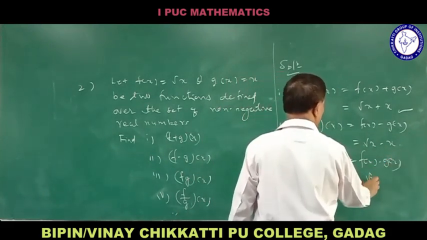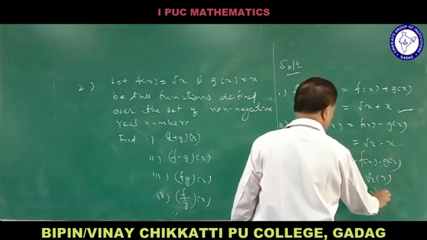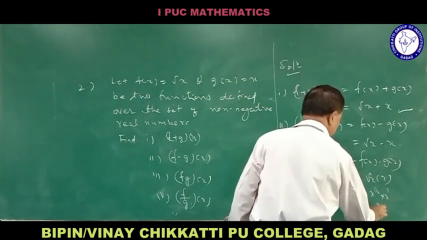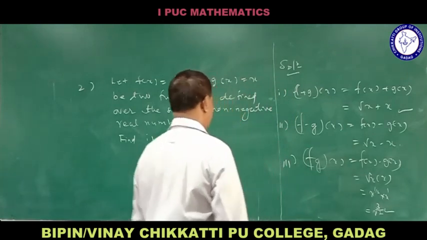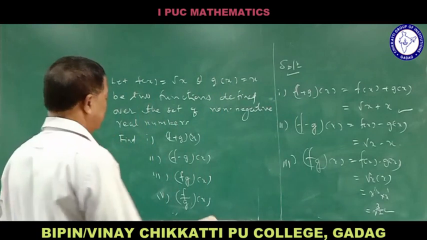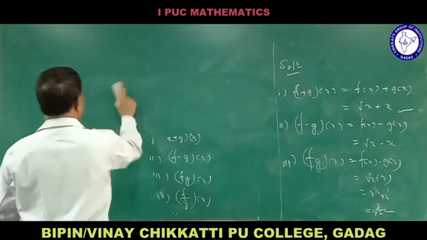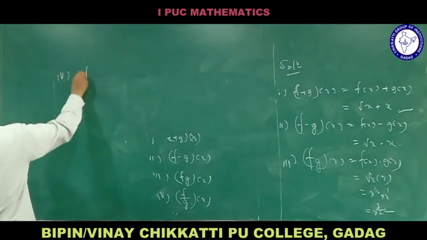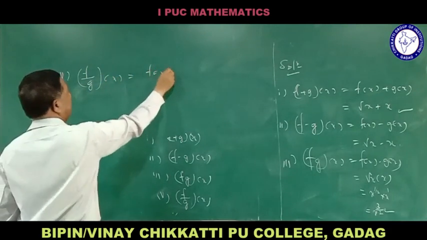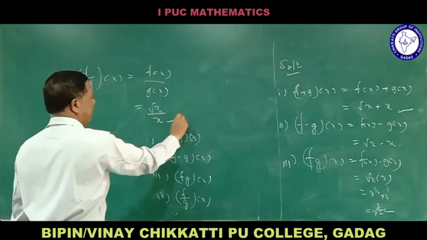This is root x into x. So this is x raised to 1 upon 2 into x raised to 1. So x raised to, LCM is 2, 3 by 2 you can say. So similarly you can simplify. What is the fourth one here? f by g of x is equal to, the formula says f of x divided by g of x, that is nothing but root of x by x.